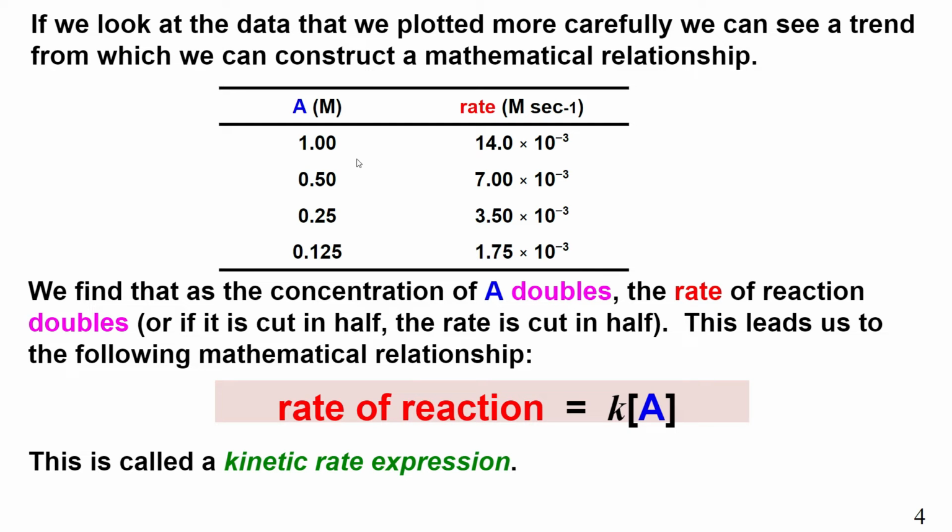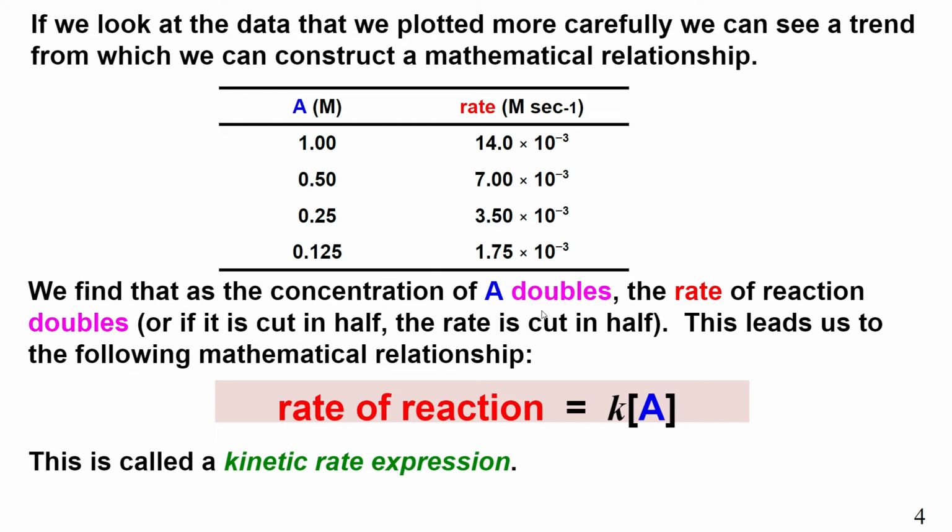So if we look here, at this one, I'm at 0.5, and notice my rate is 7 times 10 to the negative 3. If I double my concentration to 1 molar here, what happens to my rate? It's doubled from 7 times 10 to the negative 3 to 14 times 10 to the negative 3. It's doubled because we're adding more of A, which we're going to get to in a bit.